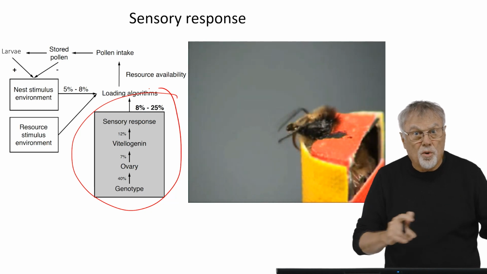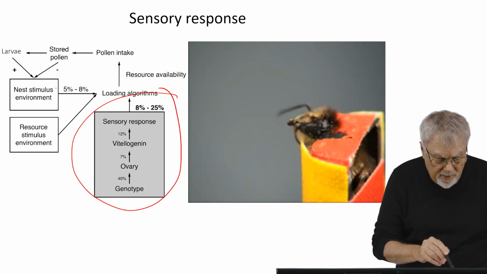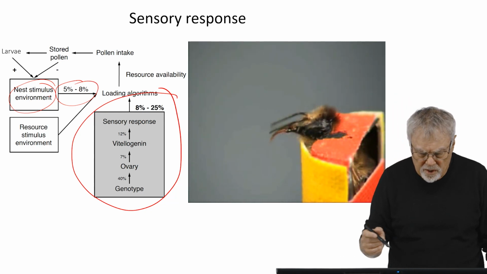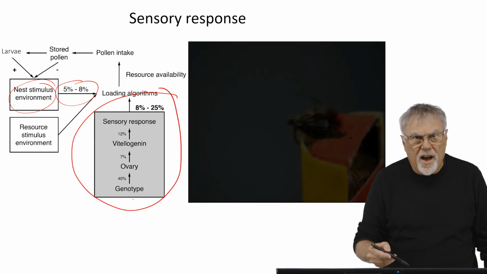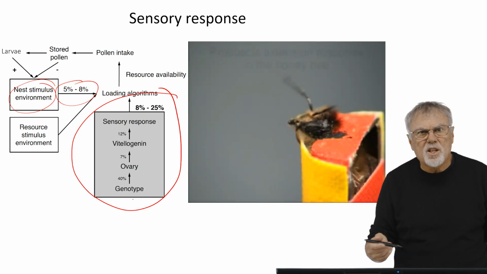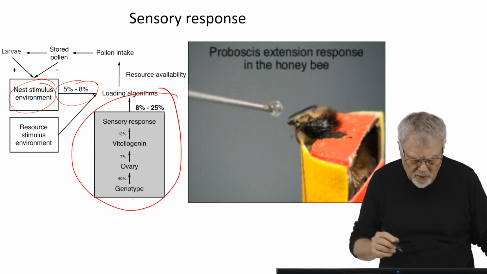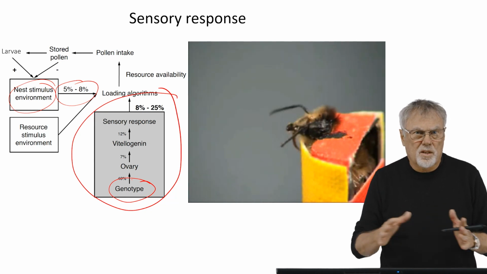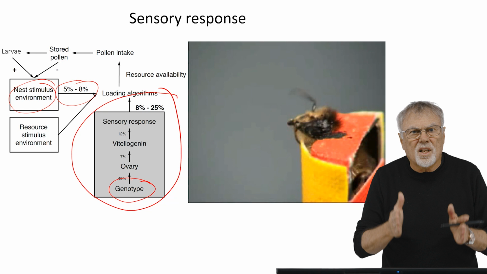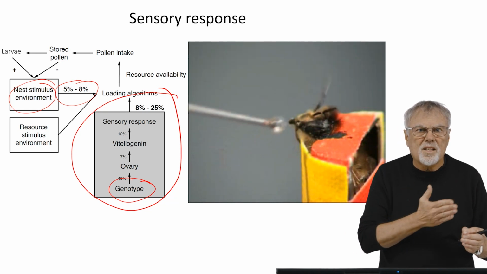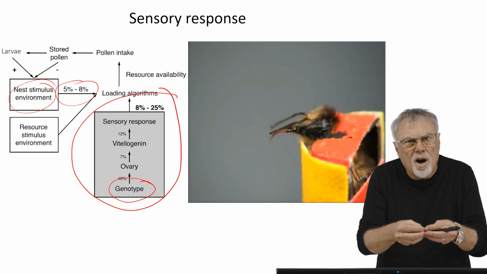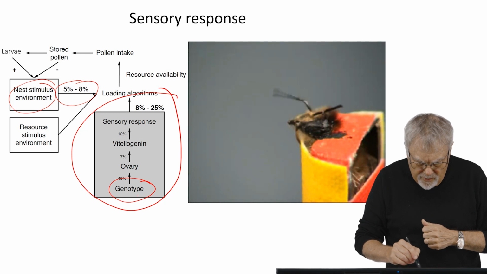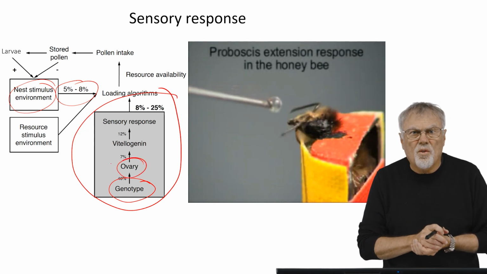And they're also very important. We've shown over many years that the nest stimulus environment can explain about 5 to 8% of the loading algorithms. But these internal factors can explain somewhere between 8 and 25%, depending on the different experiments that we do. So you have genotype. We can select bees using artificial selection, bees that are more likely or less likely to collect pollen. So it shows that there's a genetic component to some of this variation in pollen and nectar foraging. And the genotype affects ovary development.